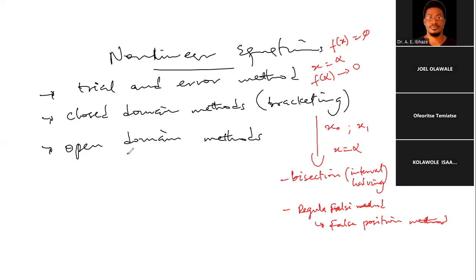Then we also have the open domain methods, and these methods do not restrict the roots to remain trapped within the closed domain or interval. They are also not as robust as the bracketing methods, because the bracketing methods are sure to converge, but the open domain methods could diverge. Notwithstanding, they use information about the nonlinear function itself to refine the estimate for the next iteration. So they are more efficient than the bracketing methods, though less reliable.